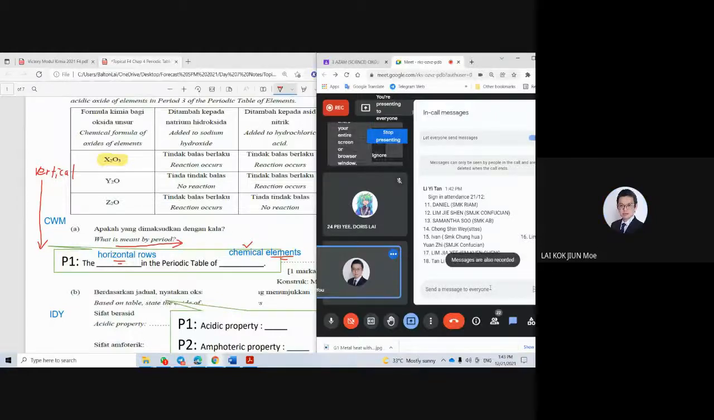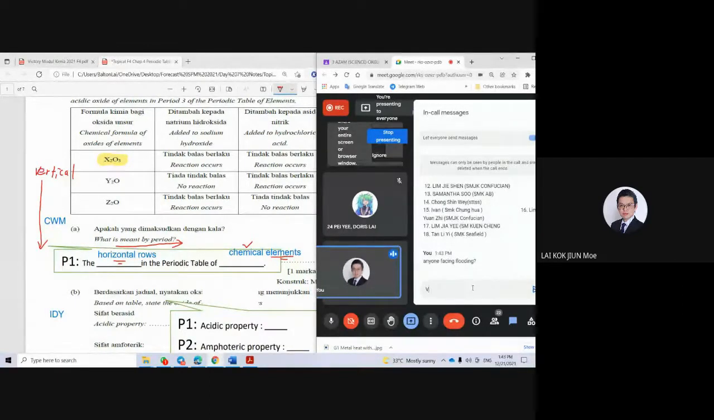Sofa, tilam. Okay. Do you know whether your house area there got facing floating? Anyone facing floating? Yeah, very pity, very pity, and lot of thing and mess.